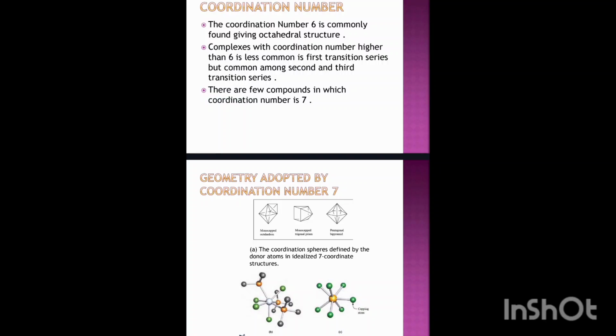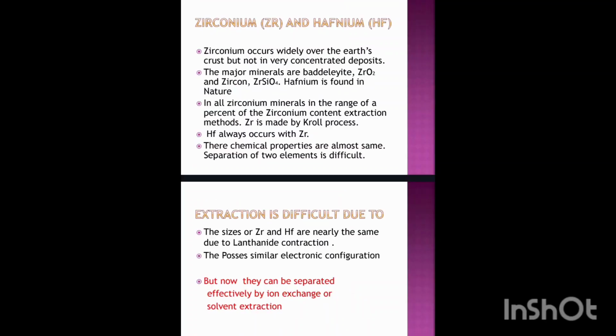Coordination numbers. The coordination number 6 is commonly found, giving octahedral structure complexes. Coordination numbers higher than 6 are less common in the first transition series but common among the second and third transition series. There are few compounds in which the coordination number is 7. Geometry by coordination number 7: the coordination polyhedra defined by the donor atoms are idealized 7-coordinate structures: monocapped octahedron, monocapped trigonal prism, and pentagonal bipyramid.